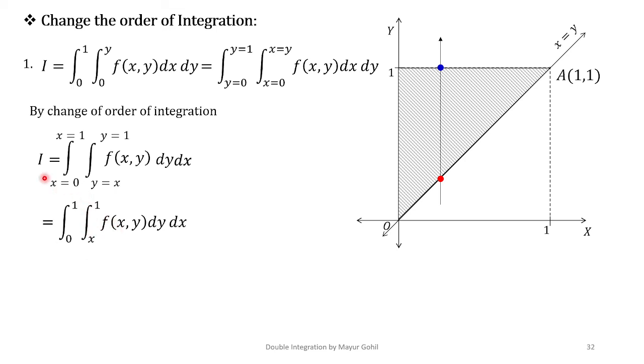So our final answer over here is the double integral of f of x comma y dy dx, with y equals x to 1 and x equals 0 to 1. This is your final answer for the double integral. Now, this was the short video on change of order of integration.